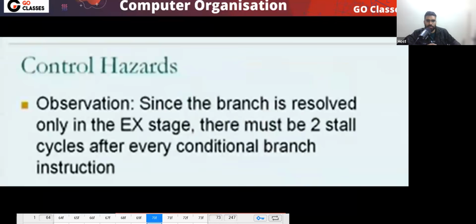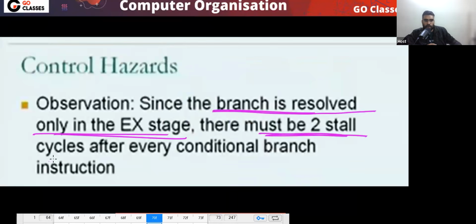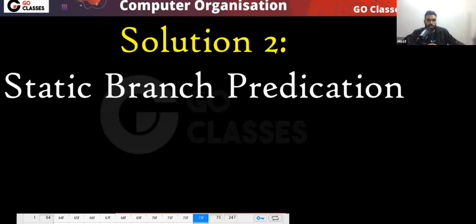Now let's move on. So you can easily see that if the branch is resolved only in the execution stage, then two extra stalls will be there. Let's move on. What is another solution then? This solution that we have seen, the stop fetching solution, solution 1, we have seen, right? Now let's see solution 2.